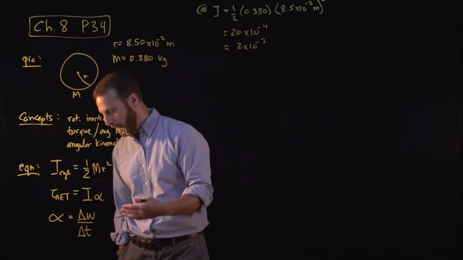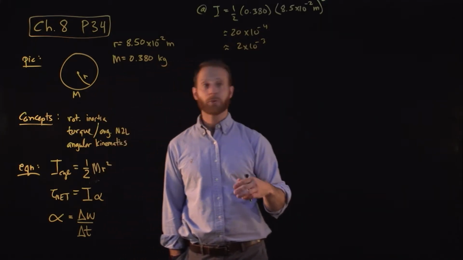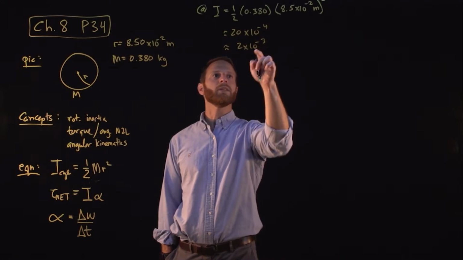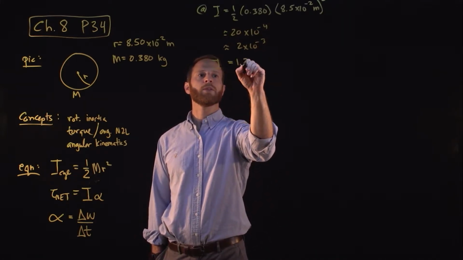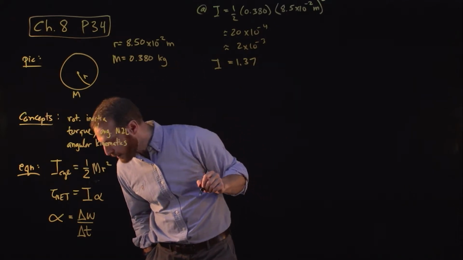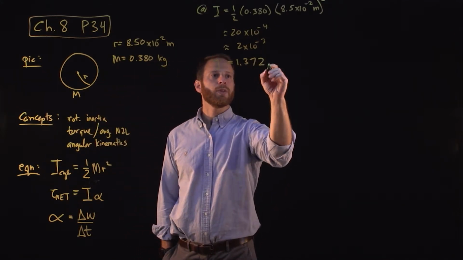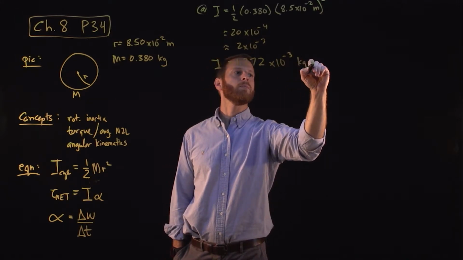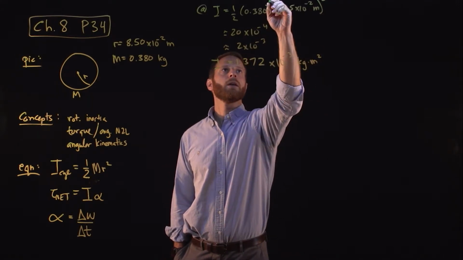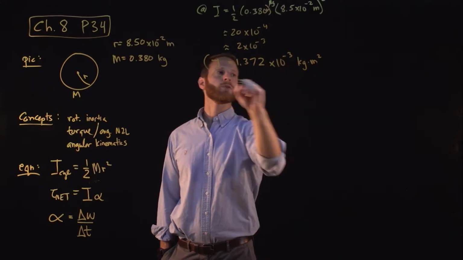If you actually plug it in your calculator, you'll find it's 1.37, so a little bit less, but the times 10 to the negative 3, that is accurate. So I'm going to go ahead and write that 1.37, and in fact, this last digit is 2, that is going to be necessary. 10 to the minus 3, and it has units of kilograms meters squared. There should be kilograms in there, of course. So that is part A.